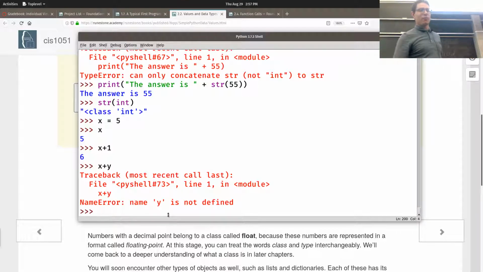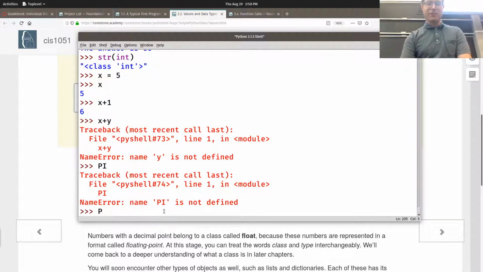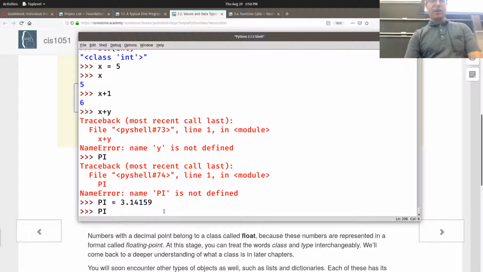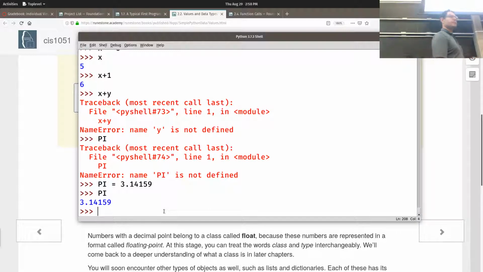It says that y doesn't exist yet, right? I created a variable called x and gave it the value 5. Here, it's looking for y. I haven't given y a value yet, so y doesn't exist, okay? So variables only exist when you create them, right? There is no value for pi, but as soon as I say pi is equal to 3.14159, then I can start using that, right?